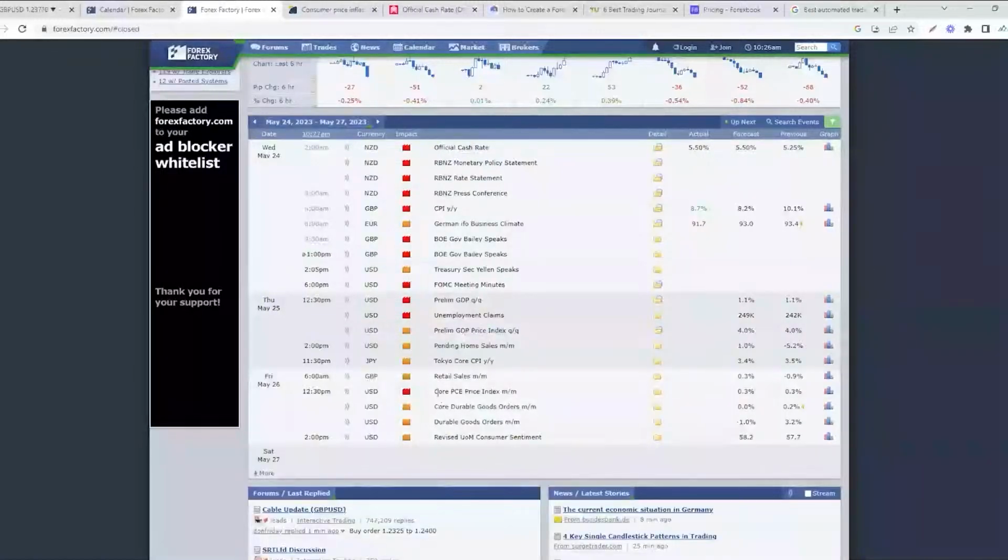And the last one to look out for will be the PCE price index at 12:30 p.m. GMT on the 26th of May. This is the personal consumption expenditure price index. It is another gauge for inflation, and it's actually the Federal Reserve's preferred measure for inflation. So they'll be watching this data point very carefully for both the headline and core readings on a monthly basis as well as an annualized basis.